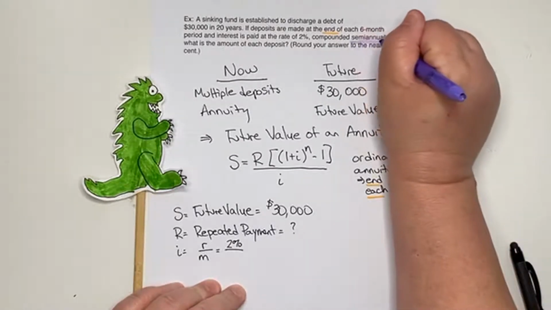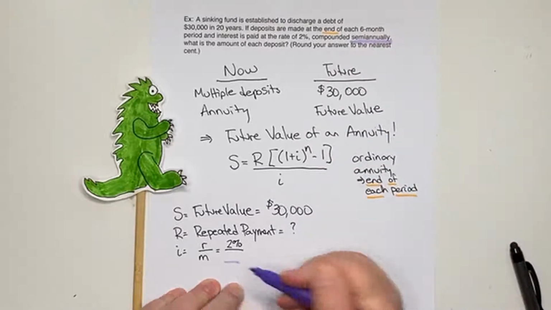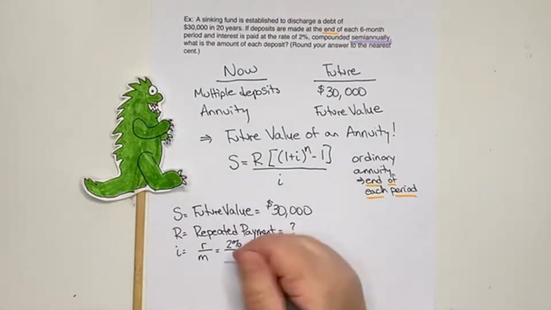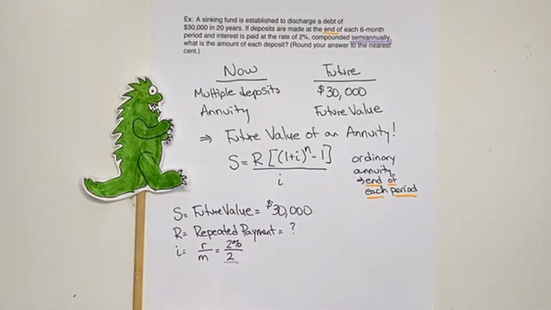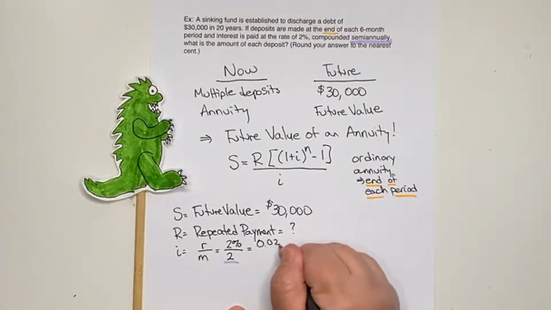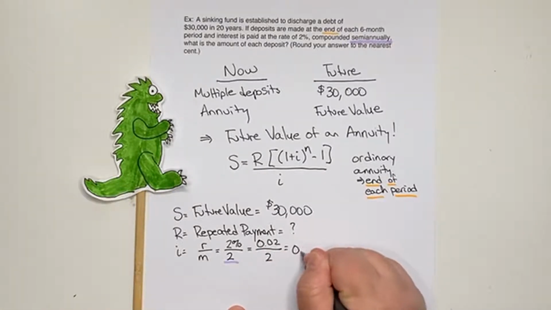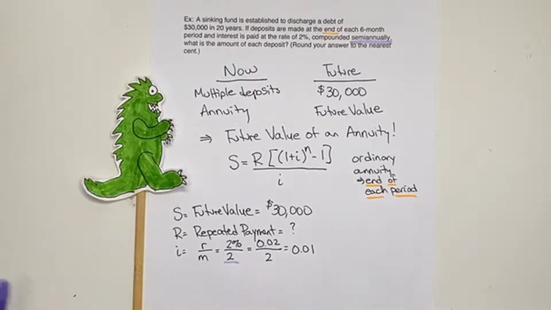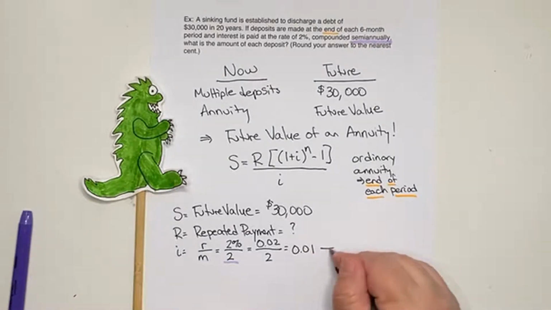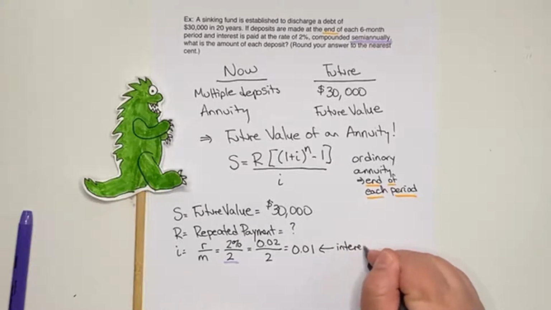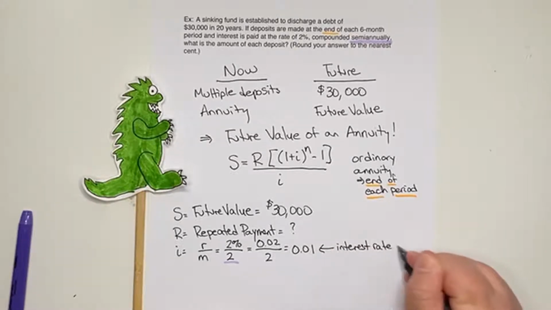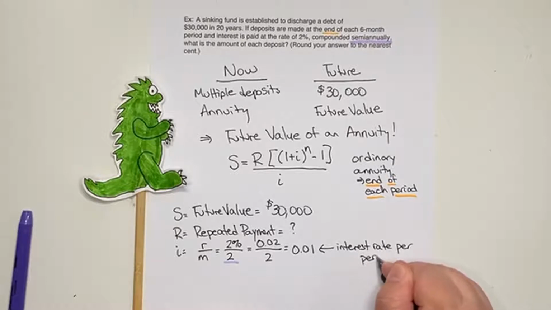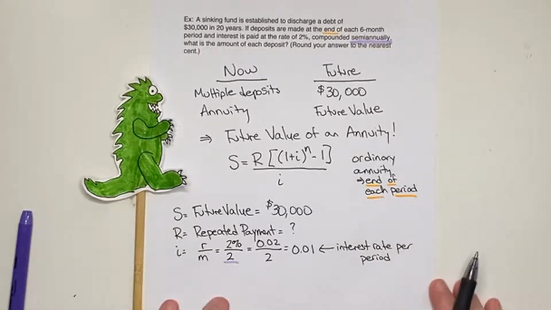So here's semi-annually. So that's going to give us right there 2 periods per year because it's every 6 months. And so that's going to be, I have to write 2% as a decimal over 2. So that's 0.01. Okay, so my interest rate per period is 1% or 0.01. Okay, so far so good.